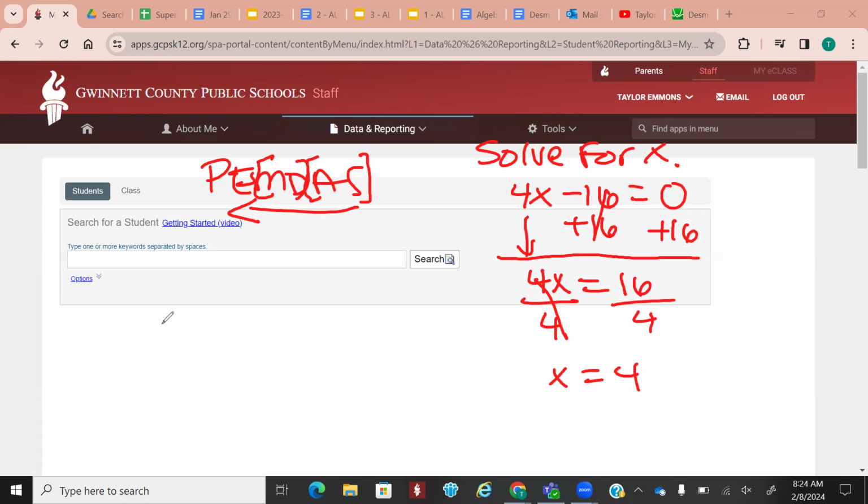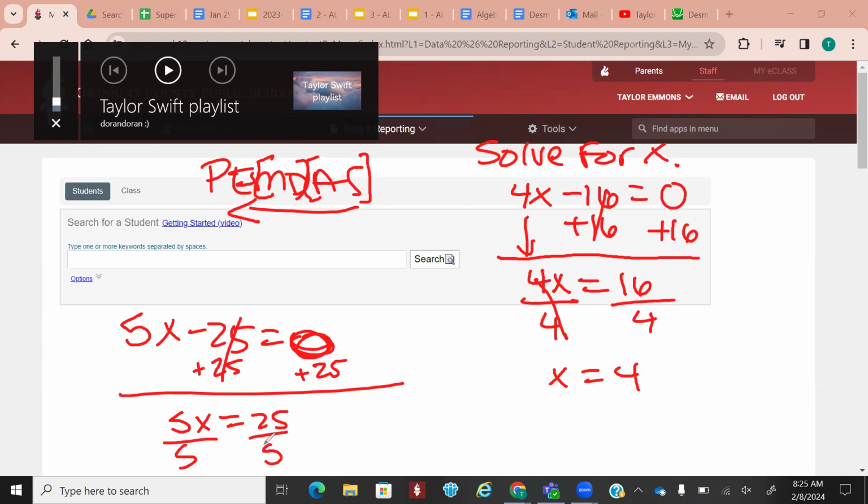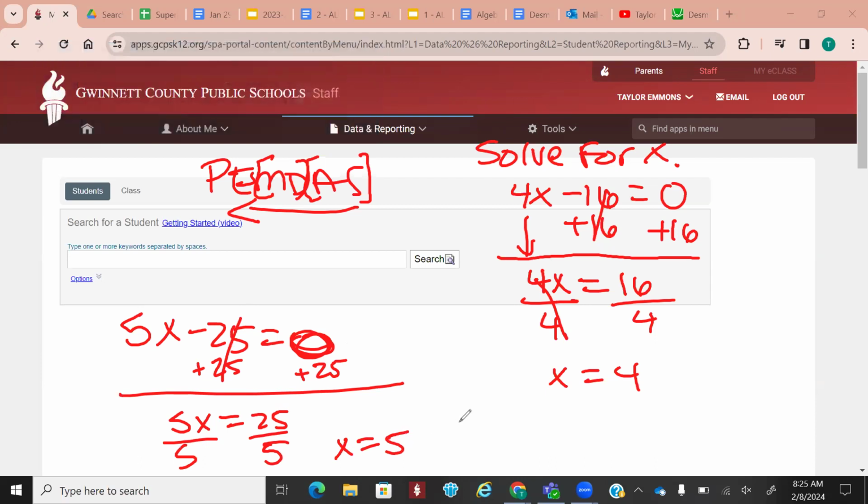I want you to try this next one. Same setup. Okay. Take a second. Okay. So hopefully you added 25 first. And then you're going to divide by 5. 25 divided by 5 is 5. Everybody okay on that? Okay.